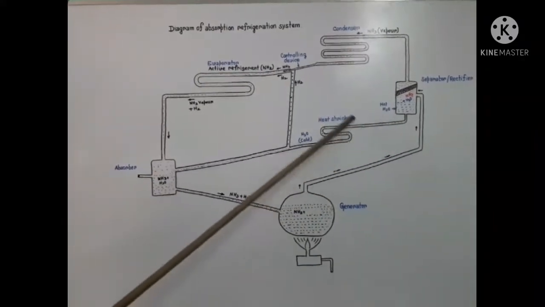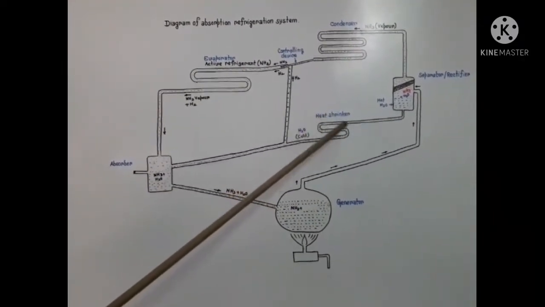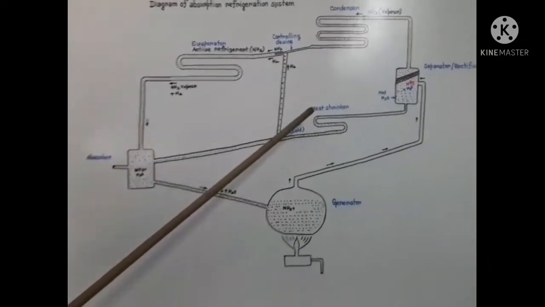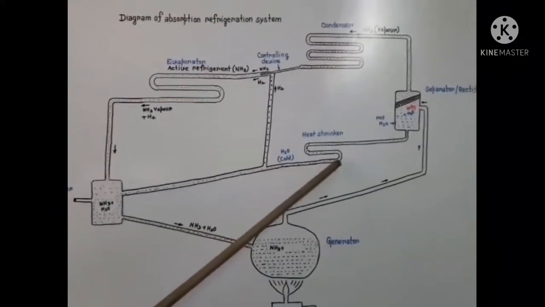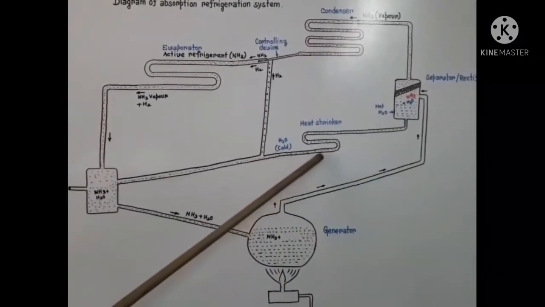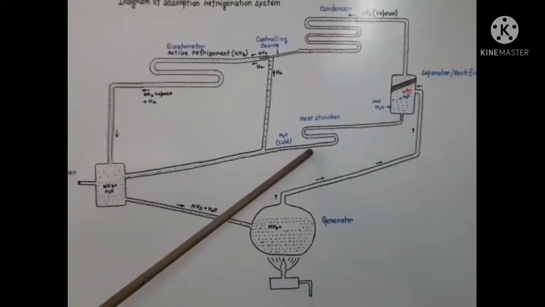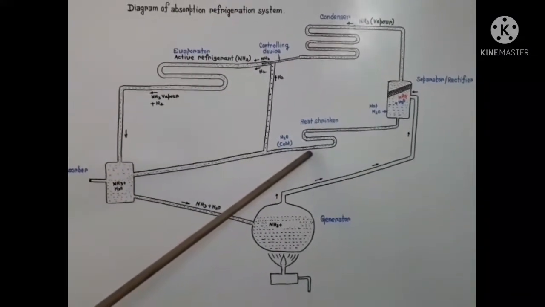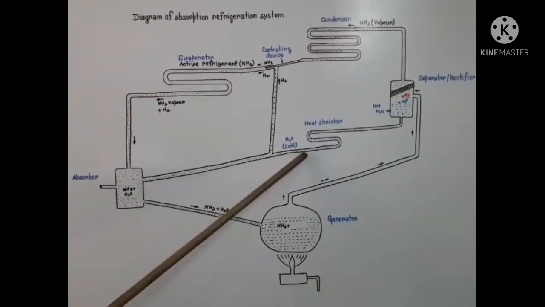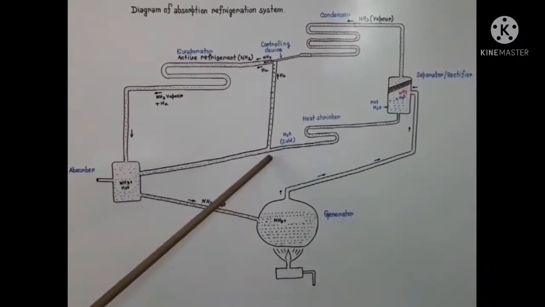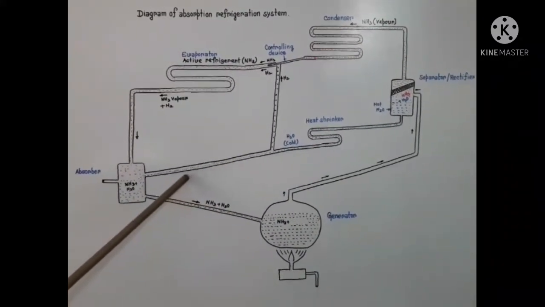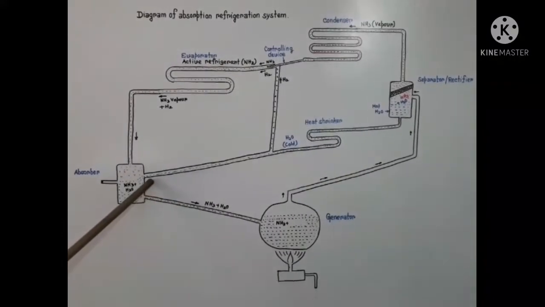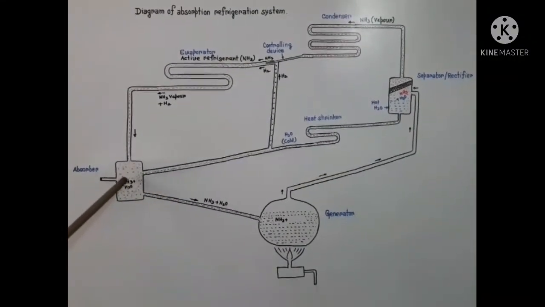and this water will drain towards the absorber, and before absorber, heat sinker is there, and this heat sinker will absorb heat, and finally that hot water will become cold. Cold means not so much cold, it will come to normal temperature, atmospheric temperature. Finally, due to gravity, it comes down and enters into the absorber.